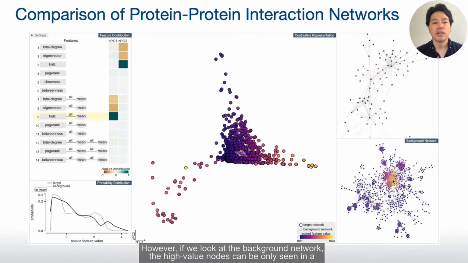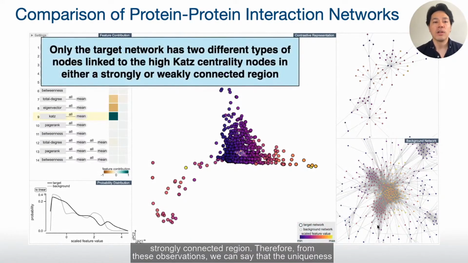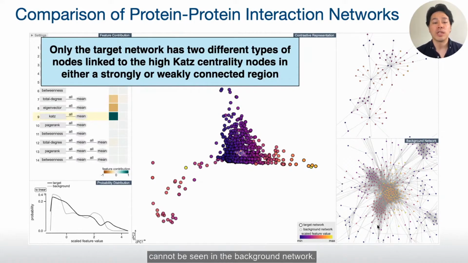However, if we look at the background network, the high value nodes can be only seen in a strongly connected region. Therefore, from these observations, we can say that the uniqueness is derived from the fact that the target network has two different types of nodes linked to the high cut centrality nodes, either in a strongly or weakly connected region, which cannot be seen in the background network.